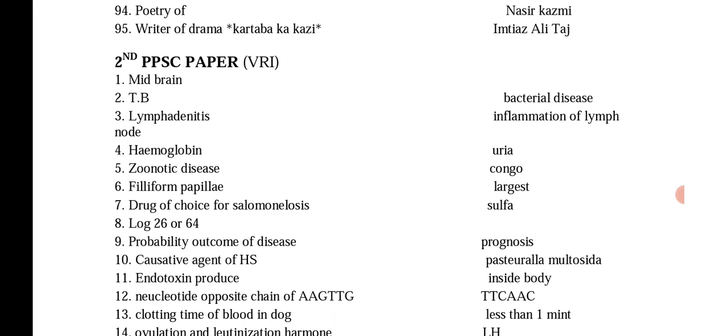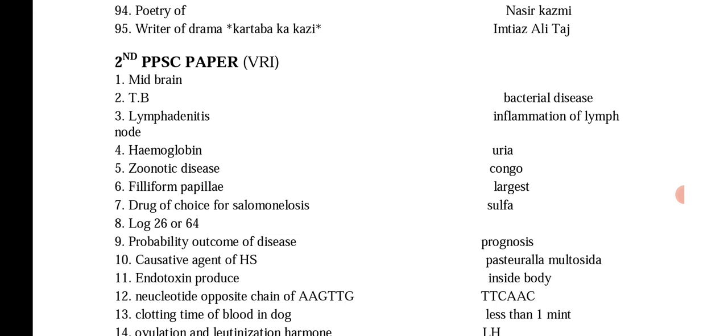Endotoxins are produced inside the body. Exotoxins are produced outside the body. It is related to bacteria. Gram positive bacteria secrete exotoxins. Endotoxins are secreted by gram-negative bacteria.